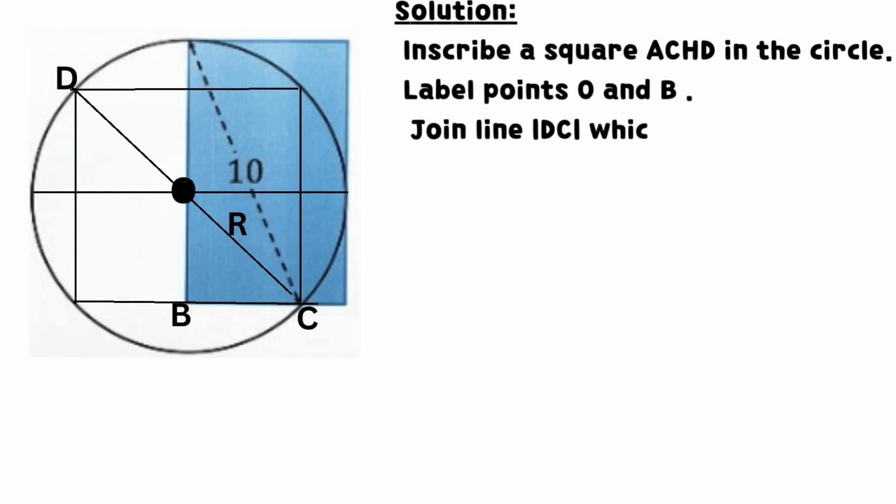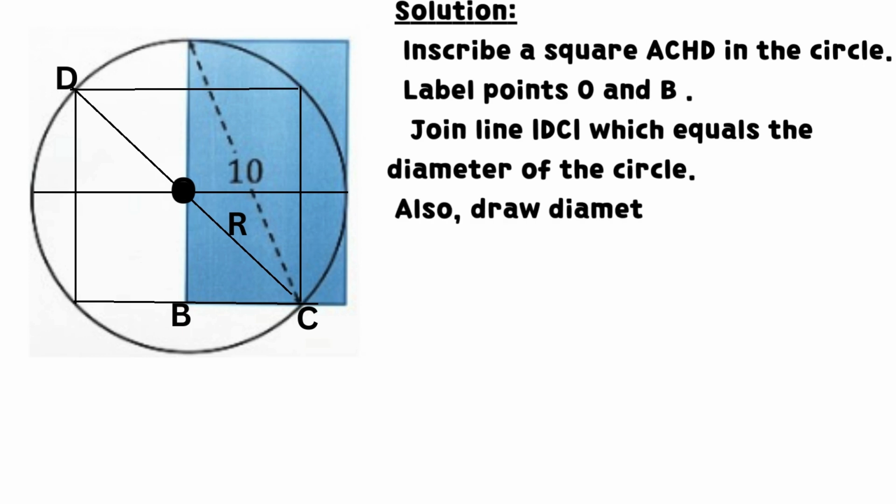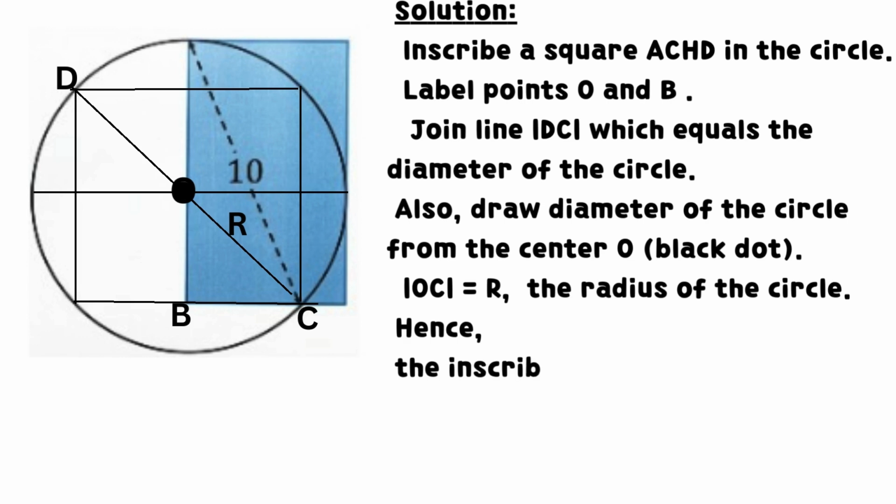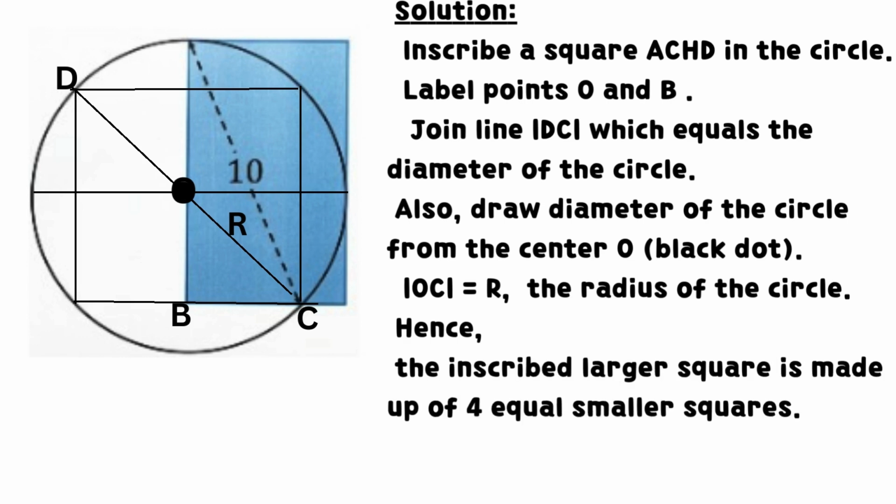Inscribe a square ABCD in the circle. Label points O and B. Join line DC, which equals the diameter of the circle. Also, draw a diameter of the circle from the center O. It is the black dot. OC equals R, the radius of the circle.